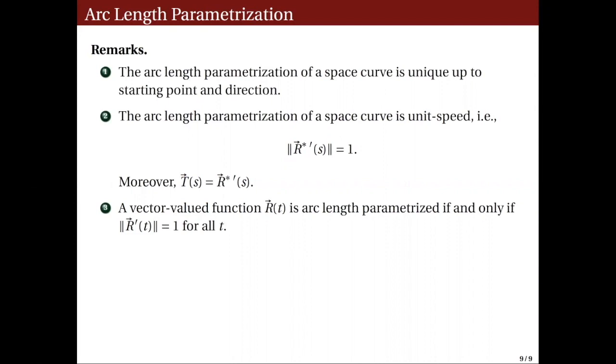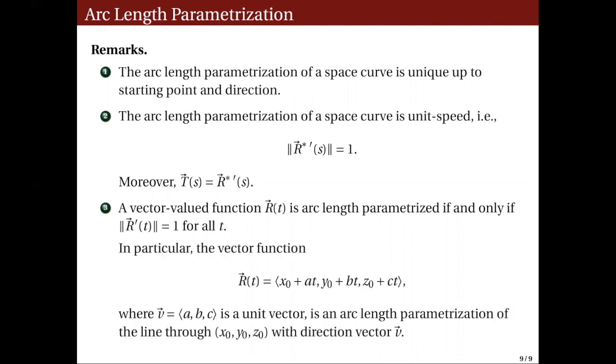We can check whether a given vector valued function is already arc length parameterized by inspection of the norm of its derivative. The norm of its derivative is equal to 1 if and only if it is already arc length parameterized. As a particular case, if we have a line in space passing through the point x0, y0, z0, we can give an arc length parametrization of the line if we use a direction vector of norm equal to 1.